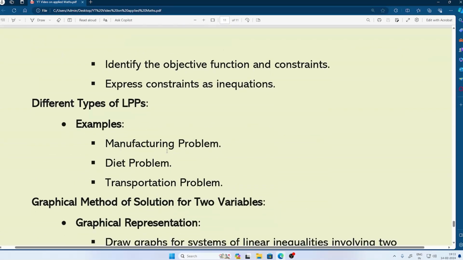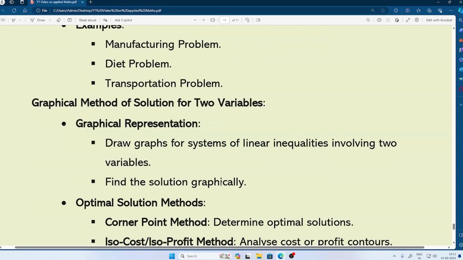Mathematical formulation of LPP you have to do by reading it. Read again and again. Then you expect questions on these 3 topics: manufacturing problem, diet problem, transportation problem, or just an ordinary daily life problem they will give you, and you have to frame the problem and solve it graphically by using the linear programming method, that LPP. Graphical method of solution for 2 variables only will be there, no 3 variable concept is there. Graphical representation is very important. Some of you forget to write those points of intersection of the graphs. I'll tell you to write that also.